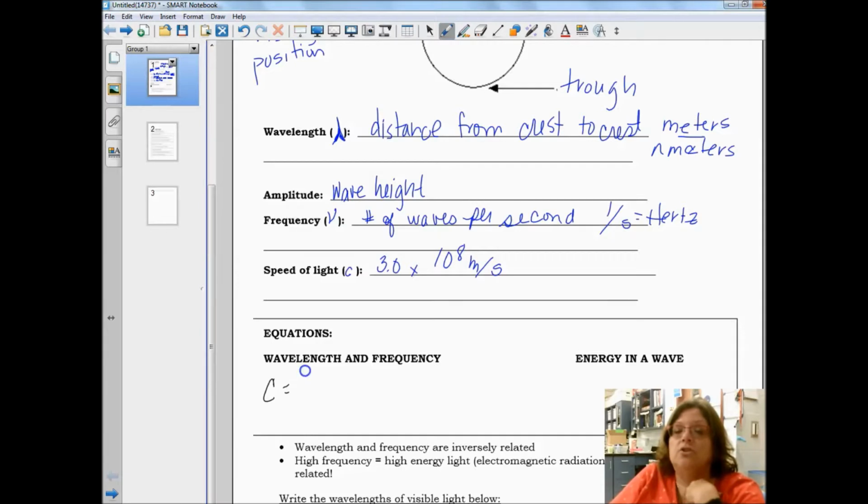So all light travels at 3 times 10 to the 8th meters per second. So that relationship of wavelength and frequency can be described in this equation. The speed of light is equal to the wavelength times the frequency. Thus, if you were solving for wavelength, you would take speed of light divided by frequency, and if you were solving for frequency, you would take speed of light divided by wavelength.